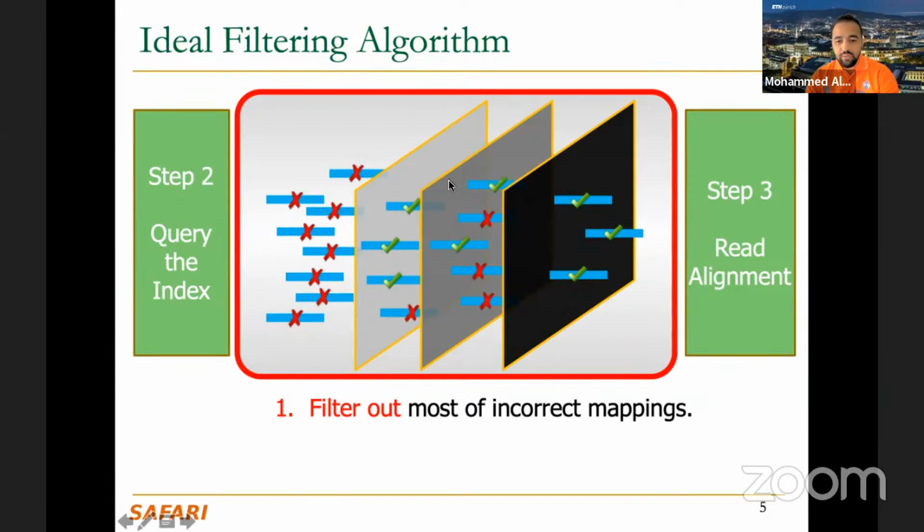Let's wait a bit until we get some answers in the Zoom chat or YouTube. Why do we filter out most of the incorrect mappings, but not all of them? Going once, going twice.